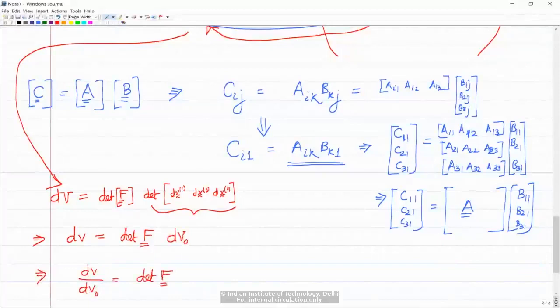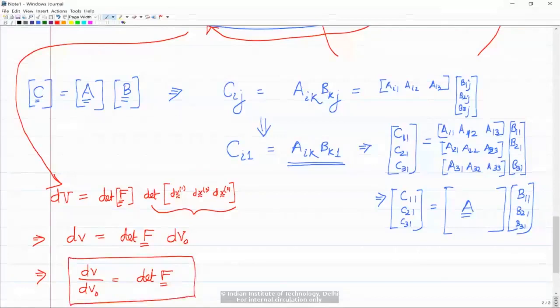Any questions so far? Can anyone tell me what is the peculiarity about this relationship that we got and the other two that we derived earlier, the change in angle or the longitudinal strain?